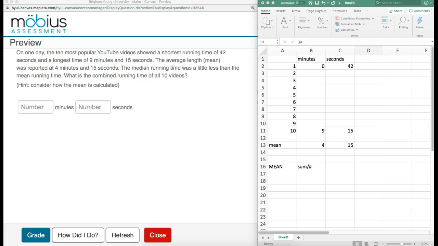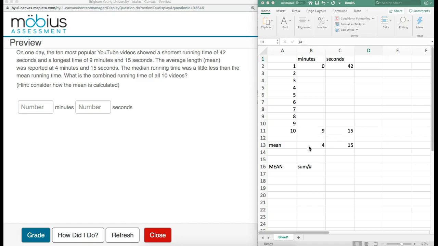You'll see on the right side of the screen I have a Microsoft Excel spreadsheet open just to organize the data that they've given us. I have the top 10 videos. The shortest running one is 42 seconds, and I have this in order of the shortest to the longest, and then the longest one is going to be 9 minutes 15 seconds.